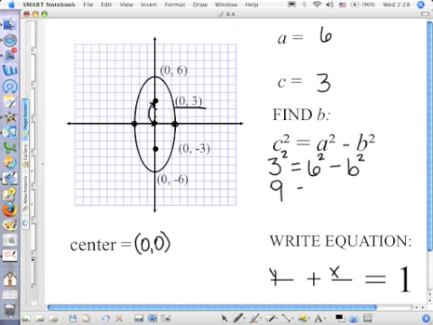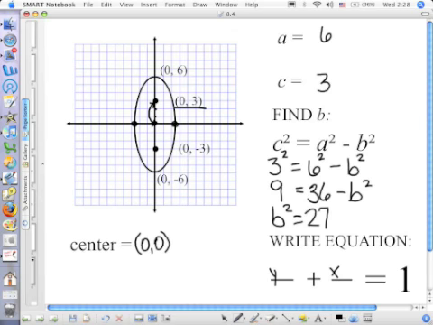So this is 9 is equal to 36 minus b squared, which means if I bring my b squared over here to make it positive and subtract 9, what is b squared equal to? 27.